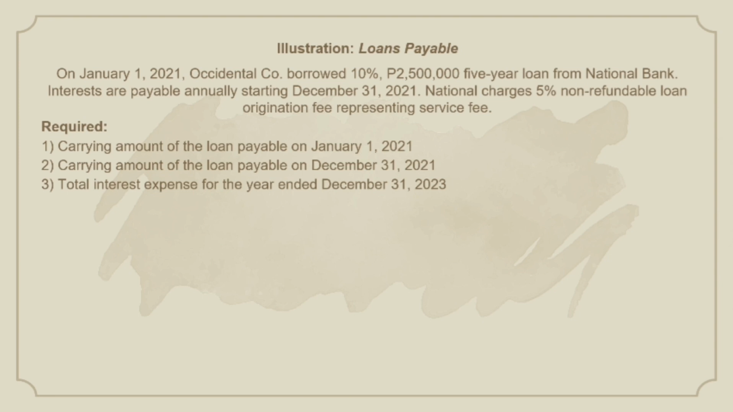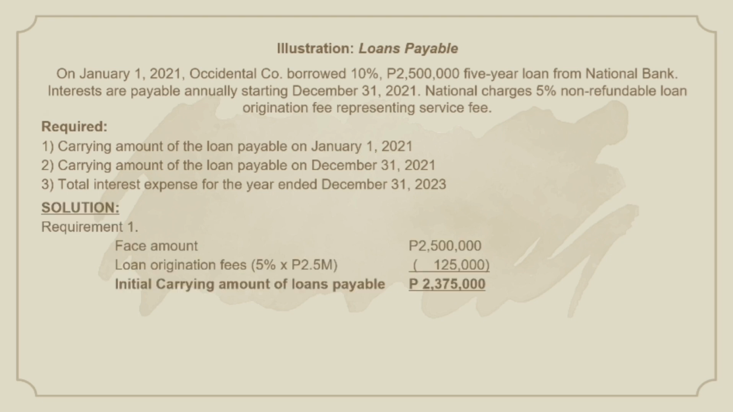So required, first we have the carrying amount of the loan payable on January 1, 2021. Second, we have the carrying amount of the loan payable on December 31, 2021. And last, the total interest expense for the year ended December 31, 2023. So we have here the first requirement: carrying amount of the loan payable on January 1, 2021.